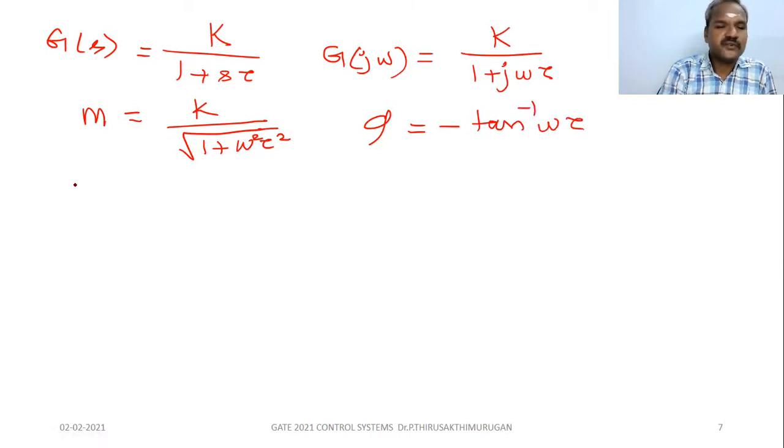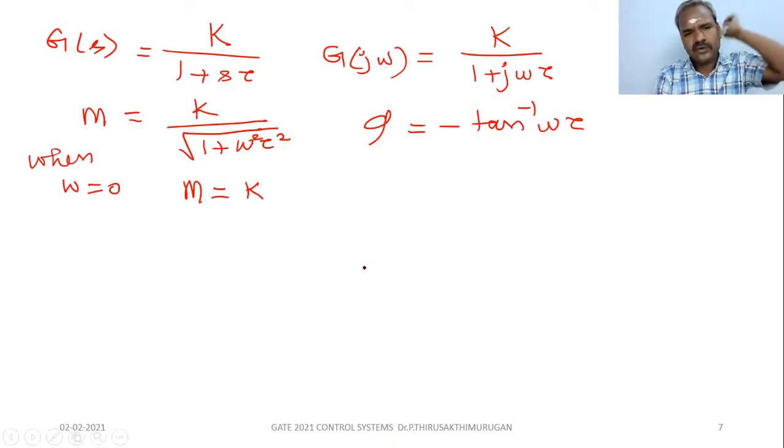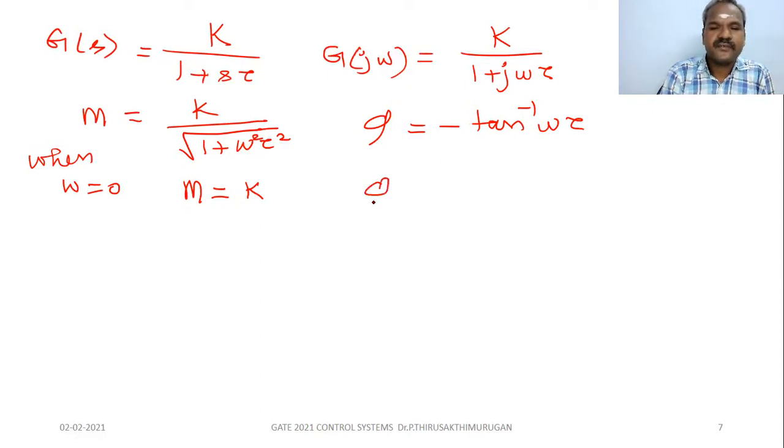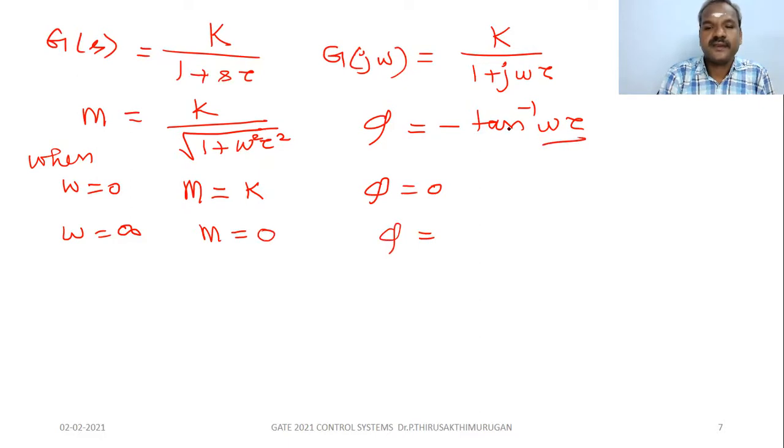Let us substitute when omega equal to 0. When omega equal to 0, the magnitude is just K, and the phase angle is 0. When omega is infinity, the magnitude is 0. What is the phase angle? Tan inverse of infinity, so minus 90.